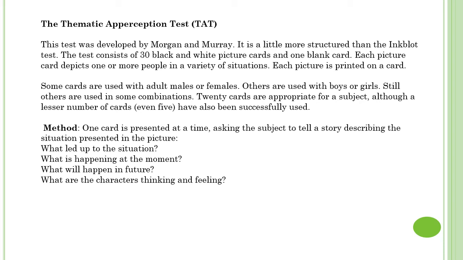And the questions like, what led up to that situation? What is happening at the moment? What will happen in future? What are the characters thinking and feeling? So these are some of the questions which the experimenter asks the subject while showing the card. Okay, and the subject has to report accordingly.